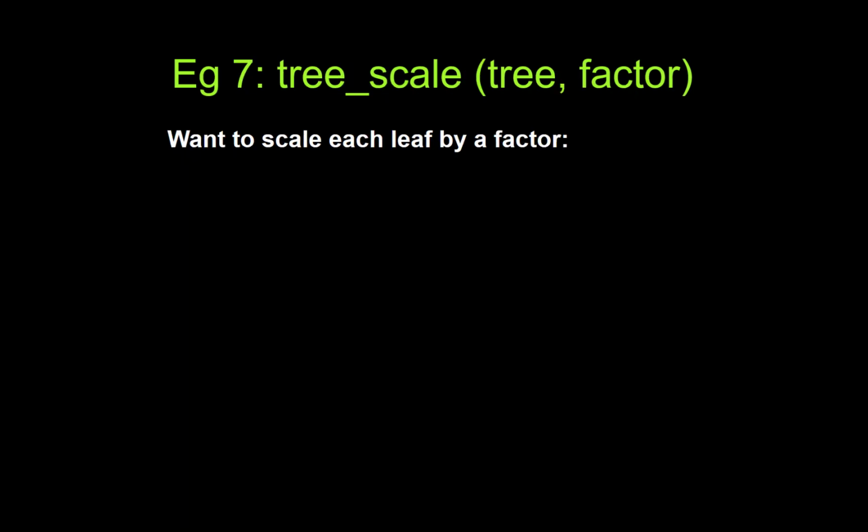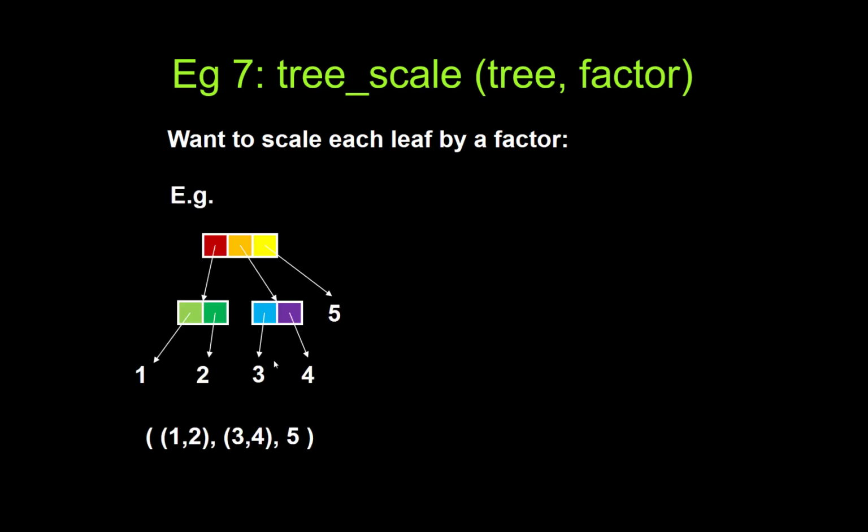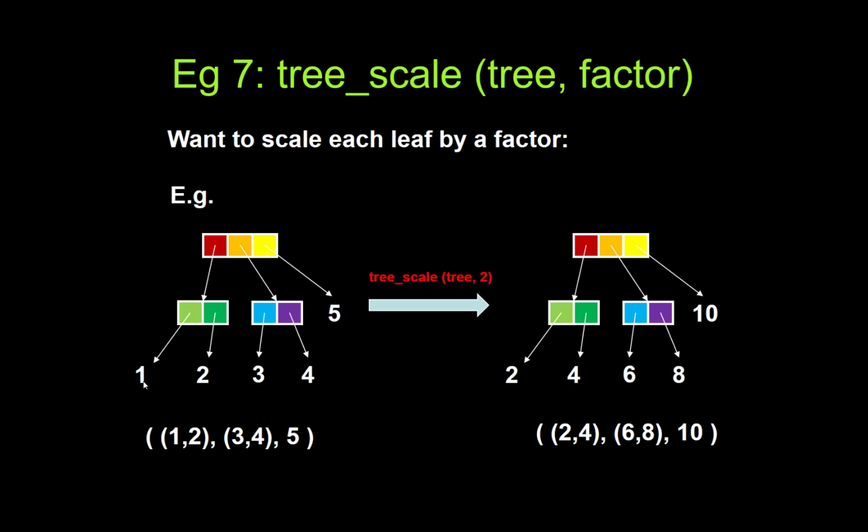Let's see another example working with trees. We want to write a routine tree_scale to scale each leaf of a tree by a factor. Suppose this is the tree. If you do tree_scale tree, 2, by a factor of 2, you should get a tree like this. 1 becomes 2, 2 becomes 4, 3 is 6, 4 is 8, 5 is 10.